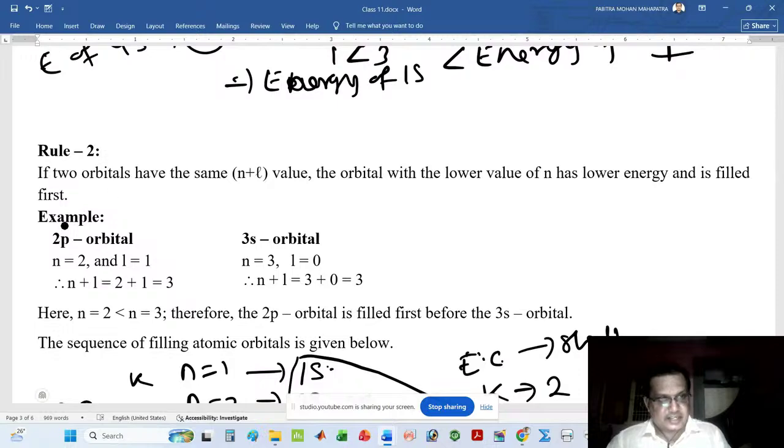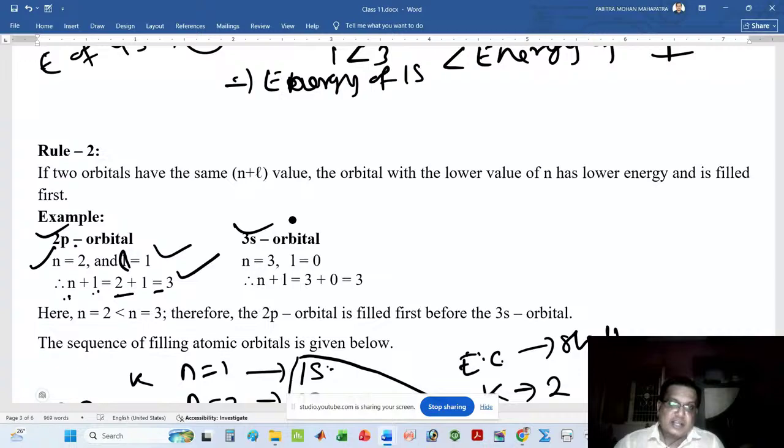Think about 2p and 3s. Look at that. For 2p, n is equal to 2. For p, the L value is 1. Now find out the n plus L value. The n plus L value is 2 plus 1, total 3. Now think about the 3s orbital. Here 3 is written, that means the n value is 3. The L value is 0, because for an s orbital, the L value is 0. Now find out the n plus L value: 3 plus 0, that is 3.